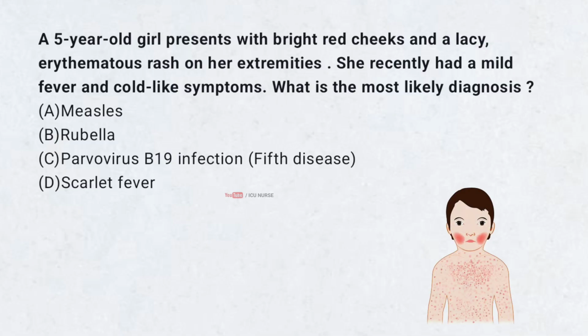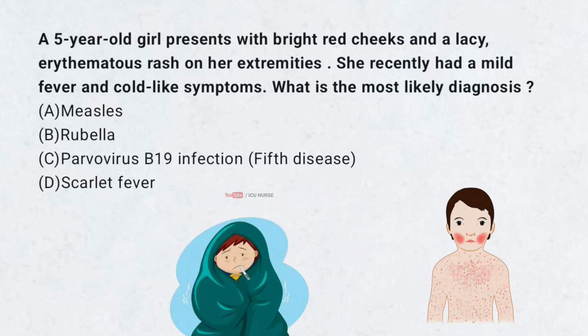A 5-year-old girl presents with bright red cheeks and a lacy erythematous rash on her extremities. She recently had a mild fever and cold-like symptoms. What is the most likely diagnosis? A. Measles, B. Rubella, C. Parvovirus B19 infection, fifth disease, D. Scarlet fever. Correct answer C. Parvovirus B19 infection, fifth disease.